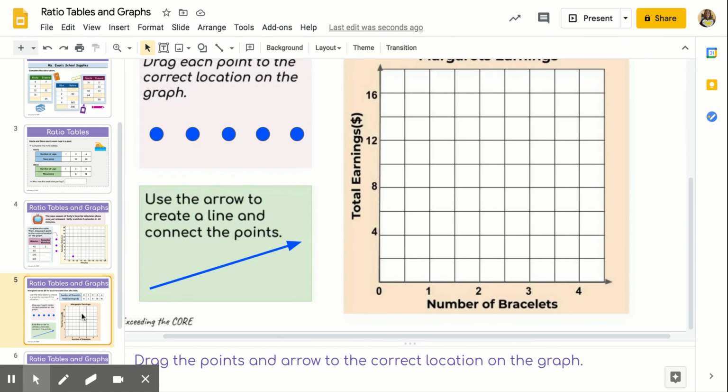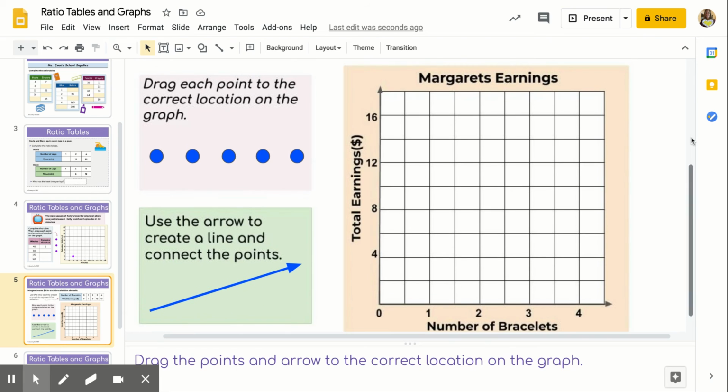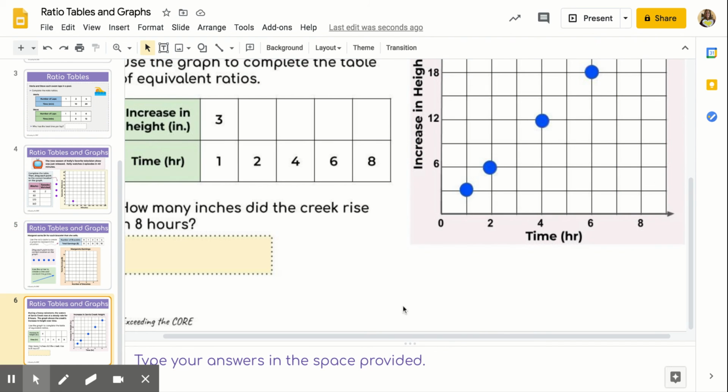All right, and then on this fifth slide, you have the same information, but it's written a little bit differently. Now you can see that this part of the table is labeled number of bracelets. And if you go to your graph, you can see that number of bracelets is along the x-axis. So that is going to be the first number, and then you'll go up the y-axis for the second number. Place your dot, and then it's going to ask you to drag this line to connect the dots, so to speak. And then you have one more over here that has the dots here.